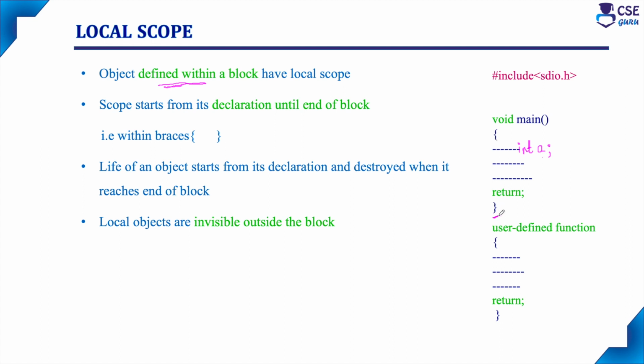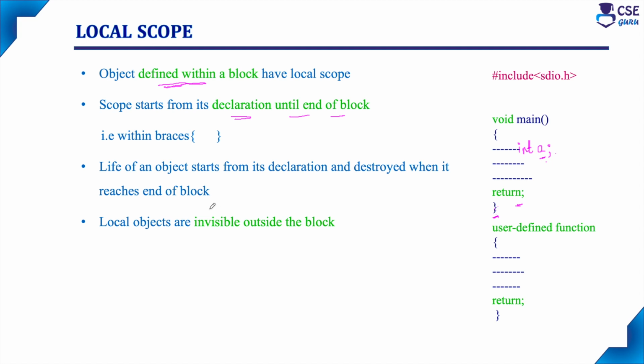When it reaches the end of the block, if you use variable a, it will raise an error: a is undeclared. So that is the local scope. The variables declared within the block statement will have a block scope only. The lifetime of the variable will be only within the block. Here, scope starts from its declaration until the end of the block. So the scope of a will start from its declaration and end at the end of the block. This declaration will be over. So outside the block, variable a is invisible.